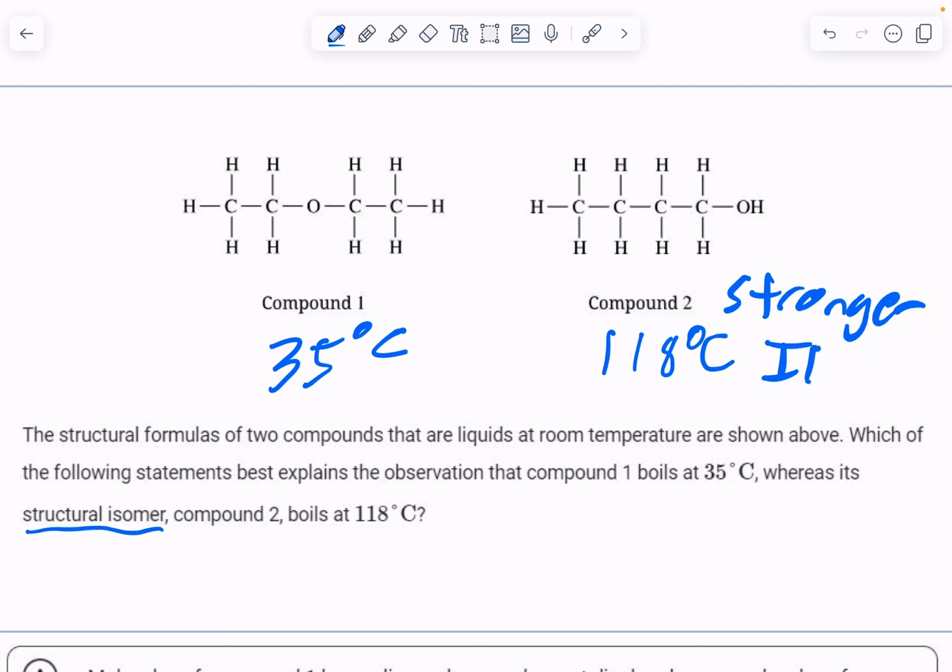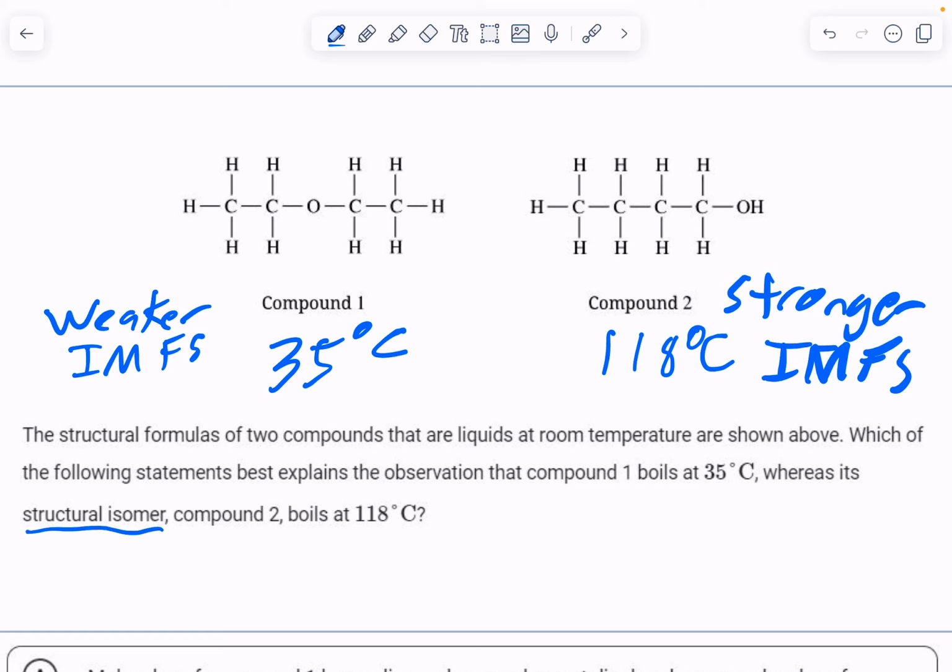The reason why I think that is because it has a higher boiling point. Remember, in order for it to boil, we have to break those intermolecular forces. So if it's got a higher boiling point, it's going to have stronger intermolecular forces. If it has a lower boiling point, it must have weaker IMFs. So now I'll look at the structures and determine if that's true.